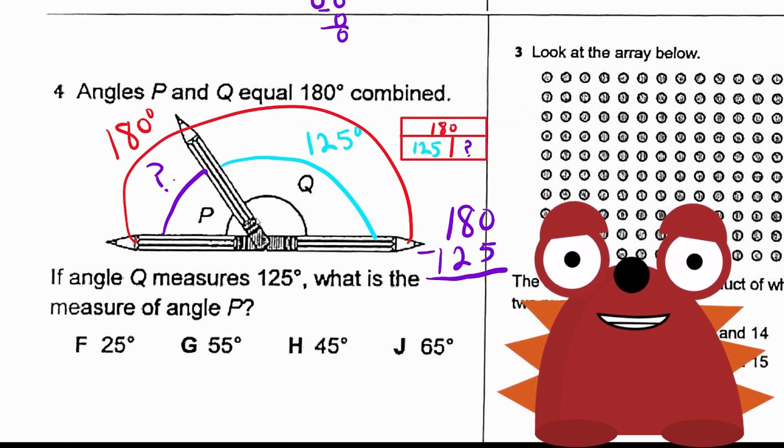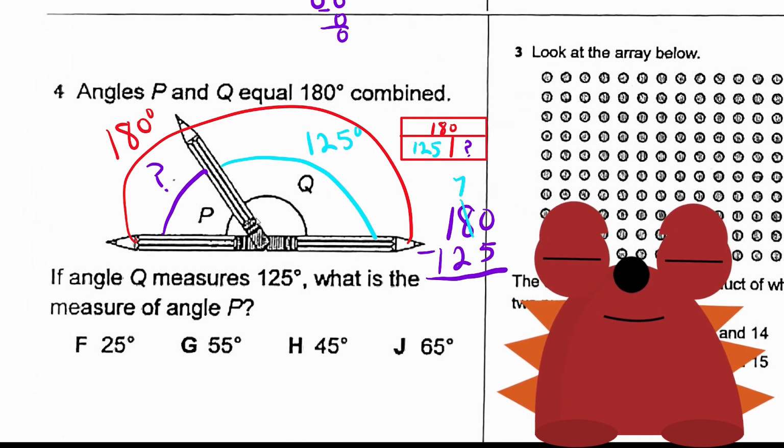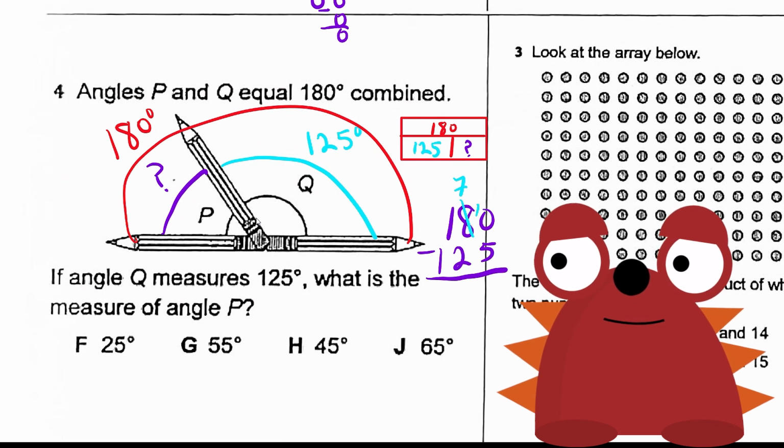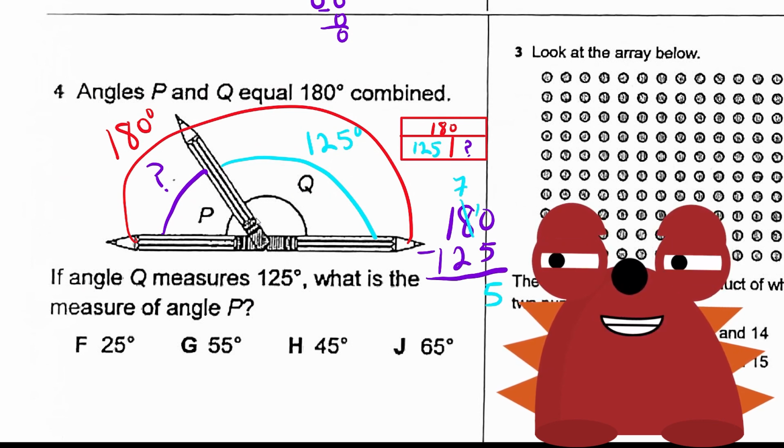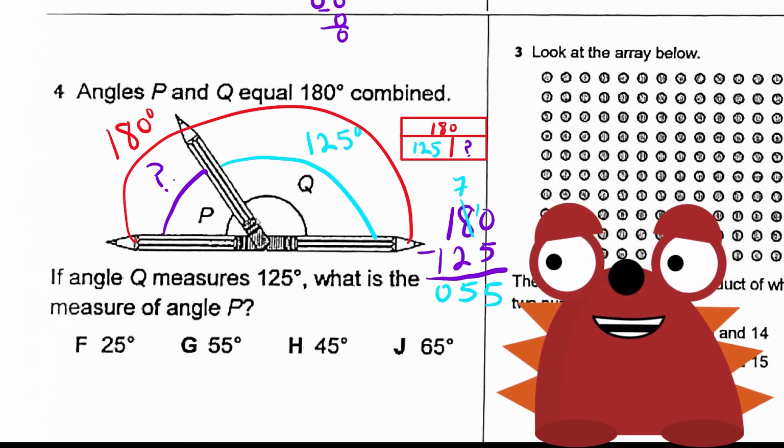So 0 take away 5. You can't do that, so you're going to borrow from the 8. The 8 is going to become a 7. And then the 0 will become a 10. And then 10 take away 5, that'll be 5. 7 take away 2, that should also be 5. 1 take away 1 is 0. So the answer is 55.